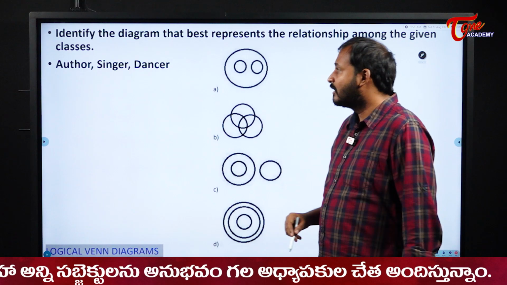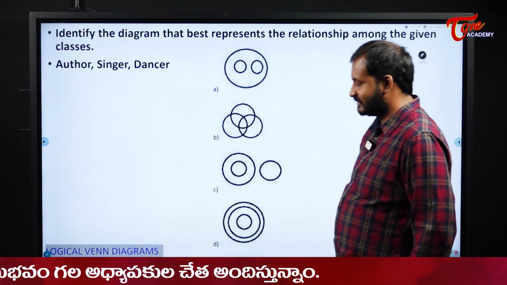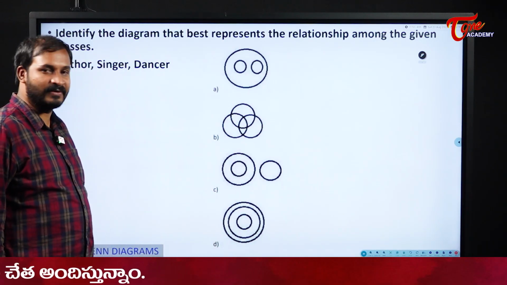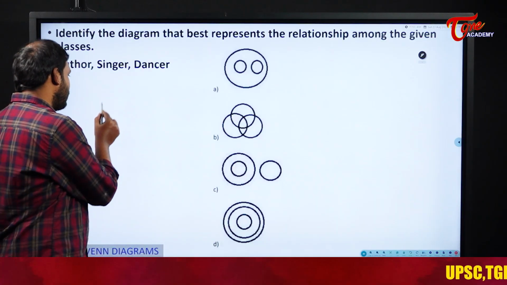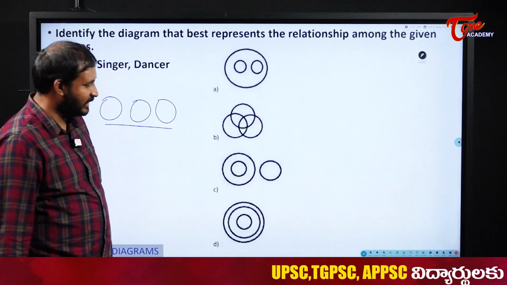Now see the next one. Author, singer and dancer. Now see here students. Sir, here they are three different professions. So we will mark our answer like this. Yes, you can do it, but here I don't have that option.